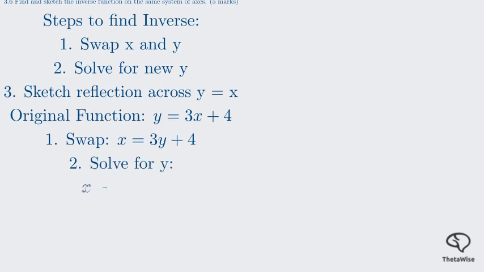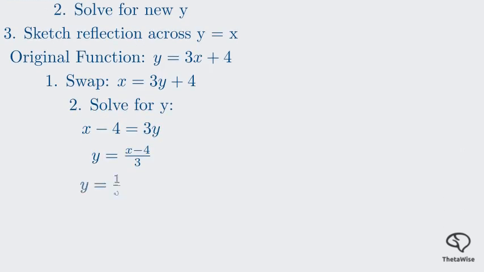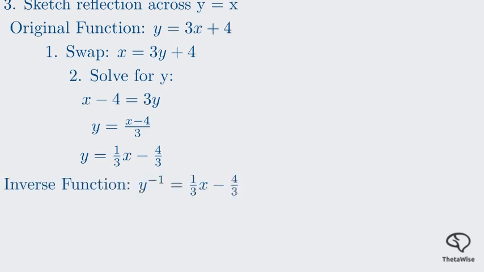Step 2, solve for the new y. Subtract 4 from both sides. x minus 4 equals 3y. Then divide by 3. y equals (x minus 4) all over 3. We can also write this as y equals 1/3 x minus 4/3. This is our inverse function, and we can call it y inverse. The inverse function is y equals 1/3 x minus 4/3.